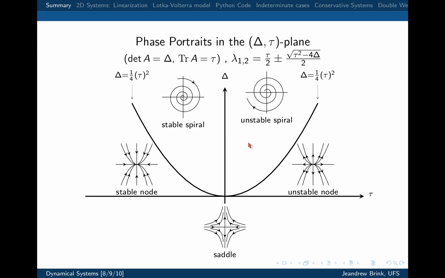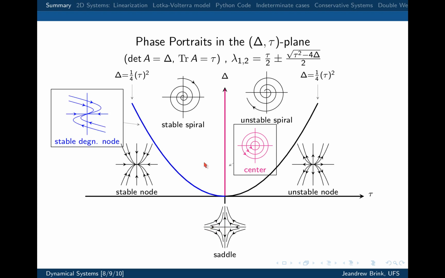So if we have the trace exactly 0, so we're on this line, we have a center. In other words, it's neither stable nor unstable. And a center is an interesting one, right? It's a kind of solution we could never get when we had just one dimension. This one is also one we could never get if we just had one dimension. So these two require two dimensions to exist. So that's the center.